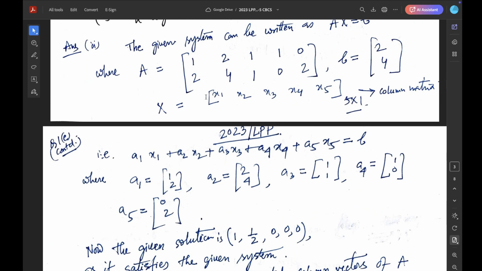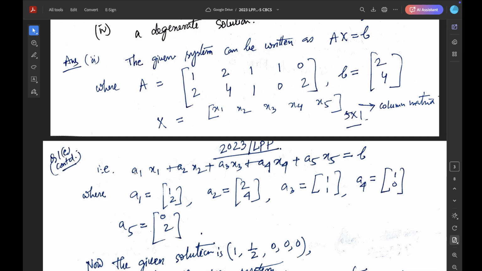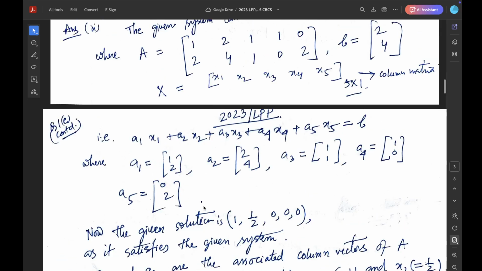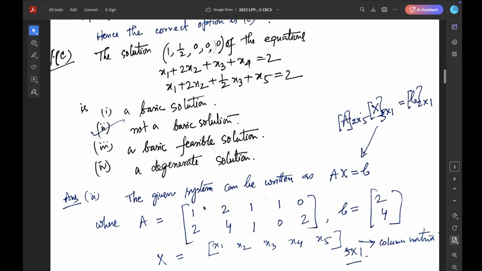Let Ax = b. This can be represented as a1x1 + a2x2 + a3x3 + a4x4 + a5x5 = b, where a1 is the column vector (1, 2), a2 is (2, 4), a3 is (1, 1), a4 is (1, 0) and a5 is (0, 2). Now the given solution is (1, 1/2, 0, 0, 0).